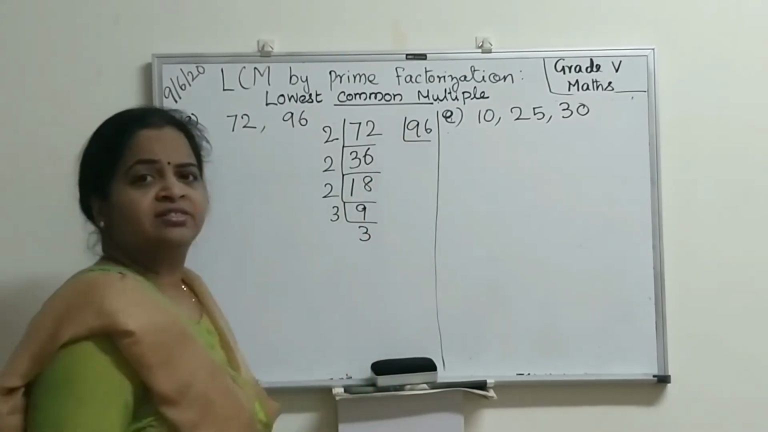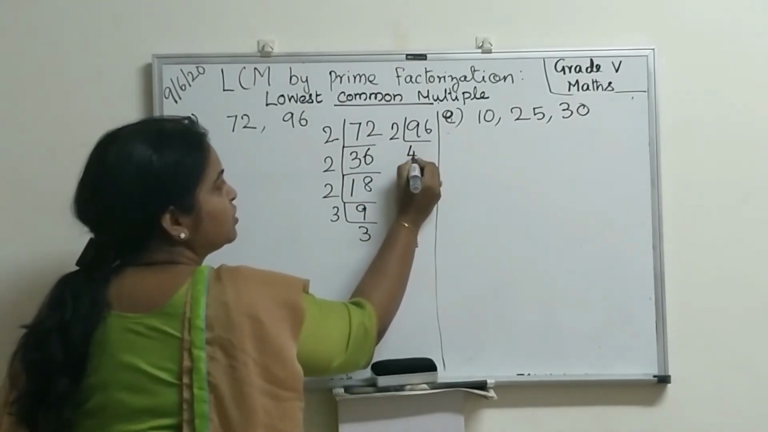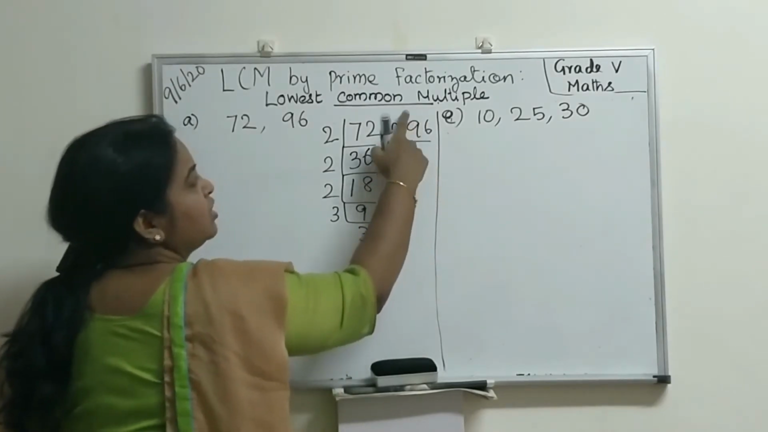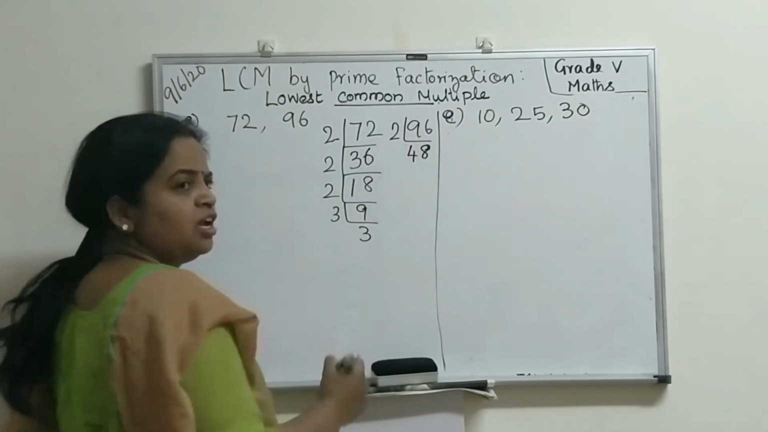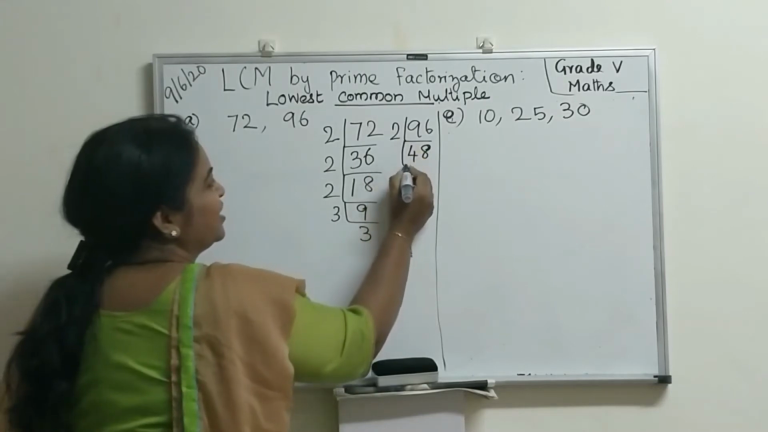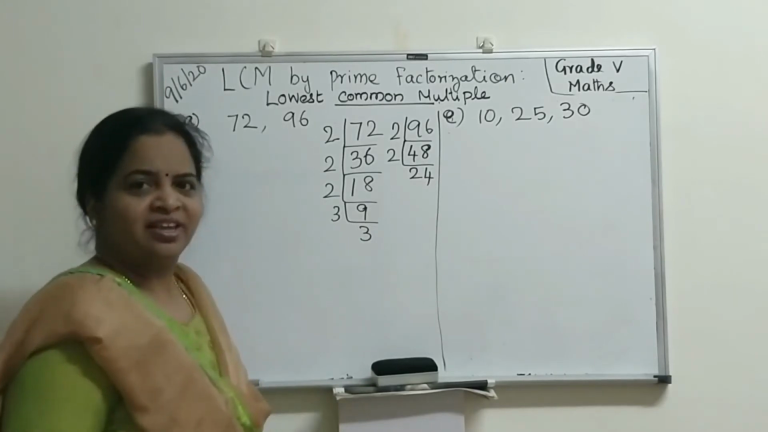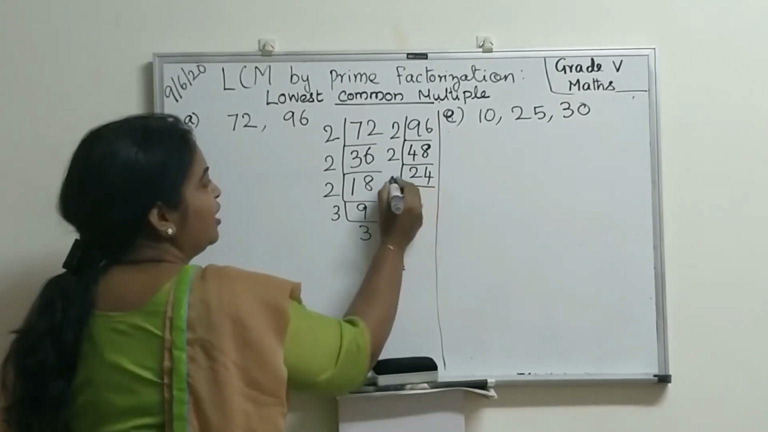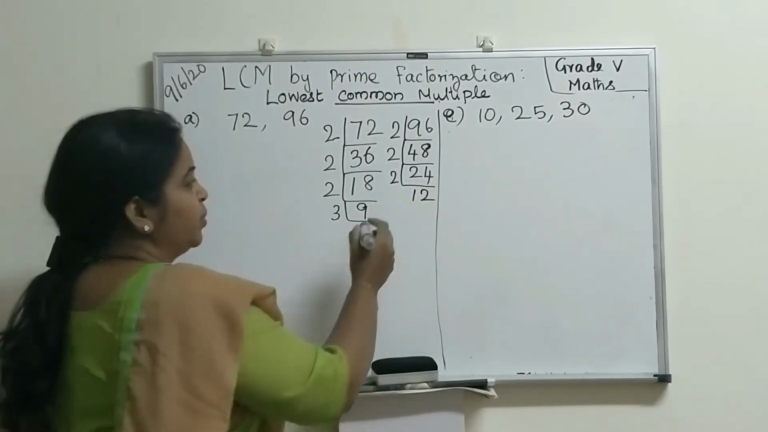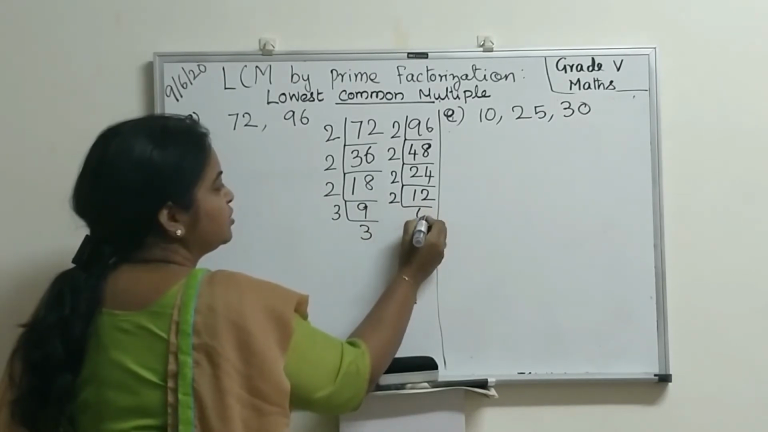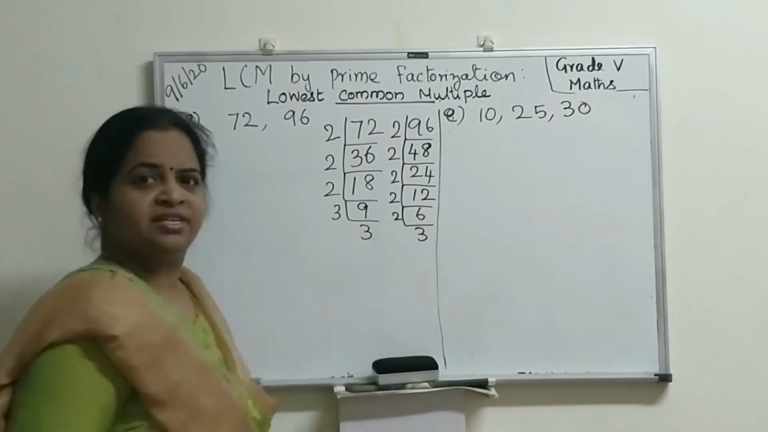Now we will find the factors of 96. 2. How will you do? 4 2s are 8. 1 is remaining. Keep it here. It will be 16, no? 16 divided by 2 is 8. Am I correct? Okay. Then do with 2. 2 2s are 4. 4 2s are 8. Okay. Again do with 2. 1 2s are 2. 2 2s are 4. Then 6 2s are 12. 3 2s are 6. Got it?